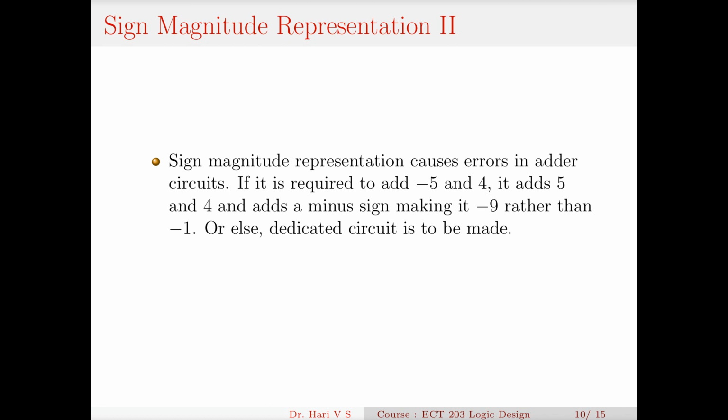So what the circuitry will do with the sign magnitude representation is, it will take the first 3 bits, that is 3 bits respectively of 5 and 4. So it doesn't take into account the sign. Then it adds these numbers and adds a minus sign. So instead of getting a minus 1, you may get a minus 9. So that means for adding those things, I have to make a dedicated circuit. That is, it has to account for the sign and all that. That becomes a little complicated.